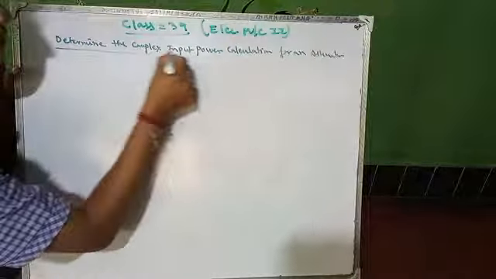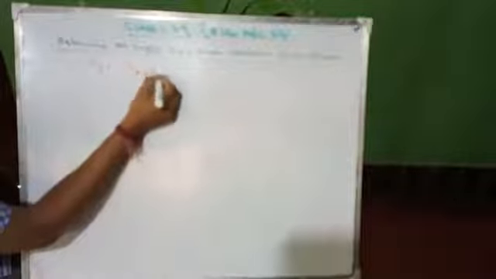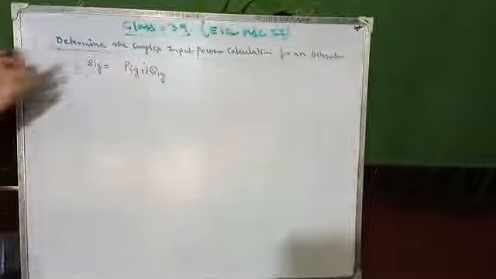So similar to the complex output power, the complex input power also has a notation, that is SIG. Complex input power can be denoted by SIG. This is the complex power denotation, S and I for input and G for generation. So complex input power will be PIG plus jQIG, right? As simple as that.